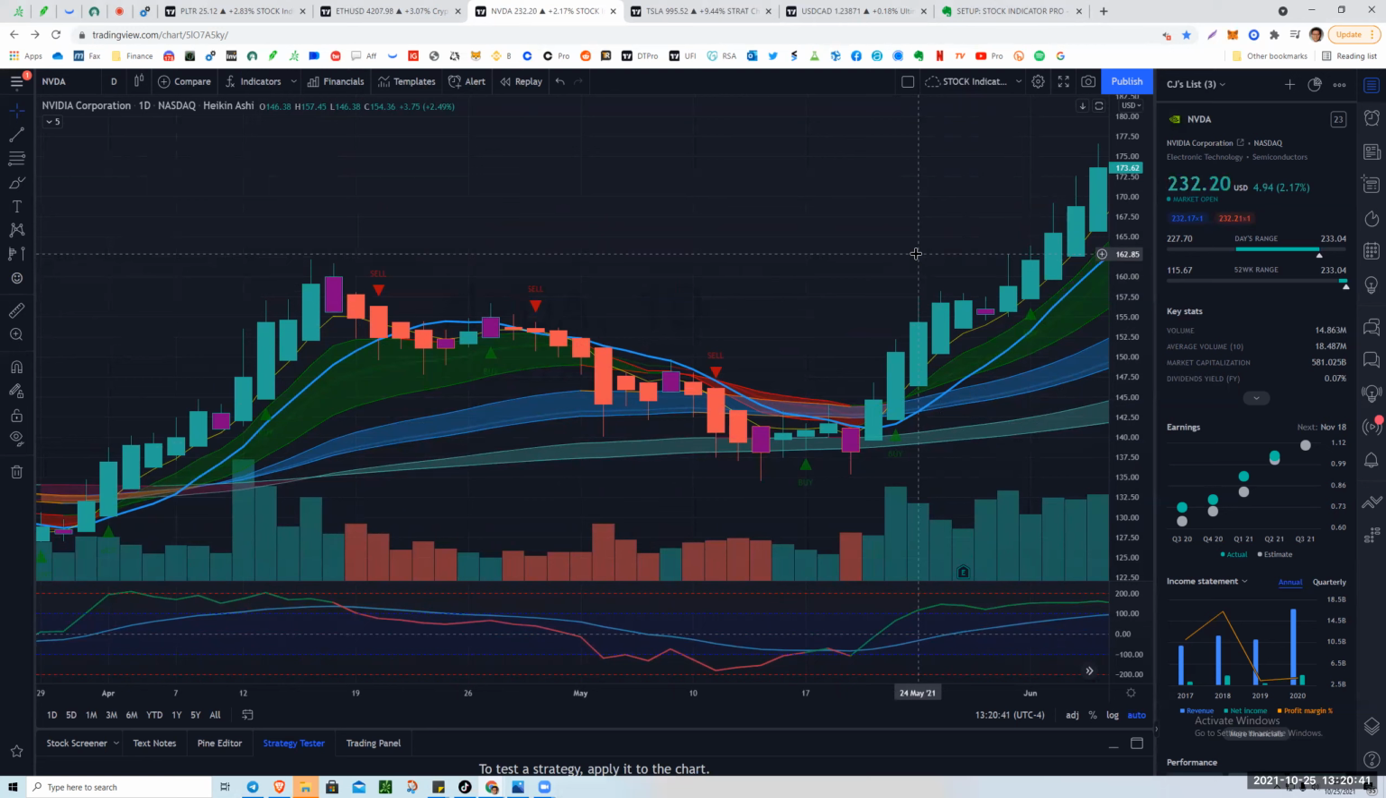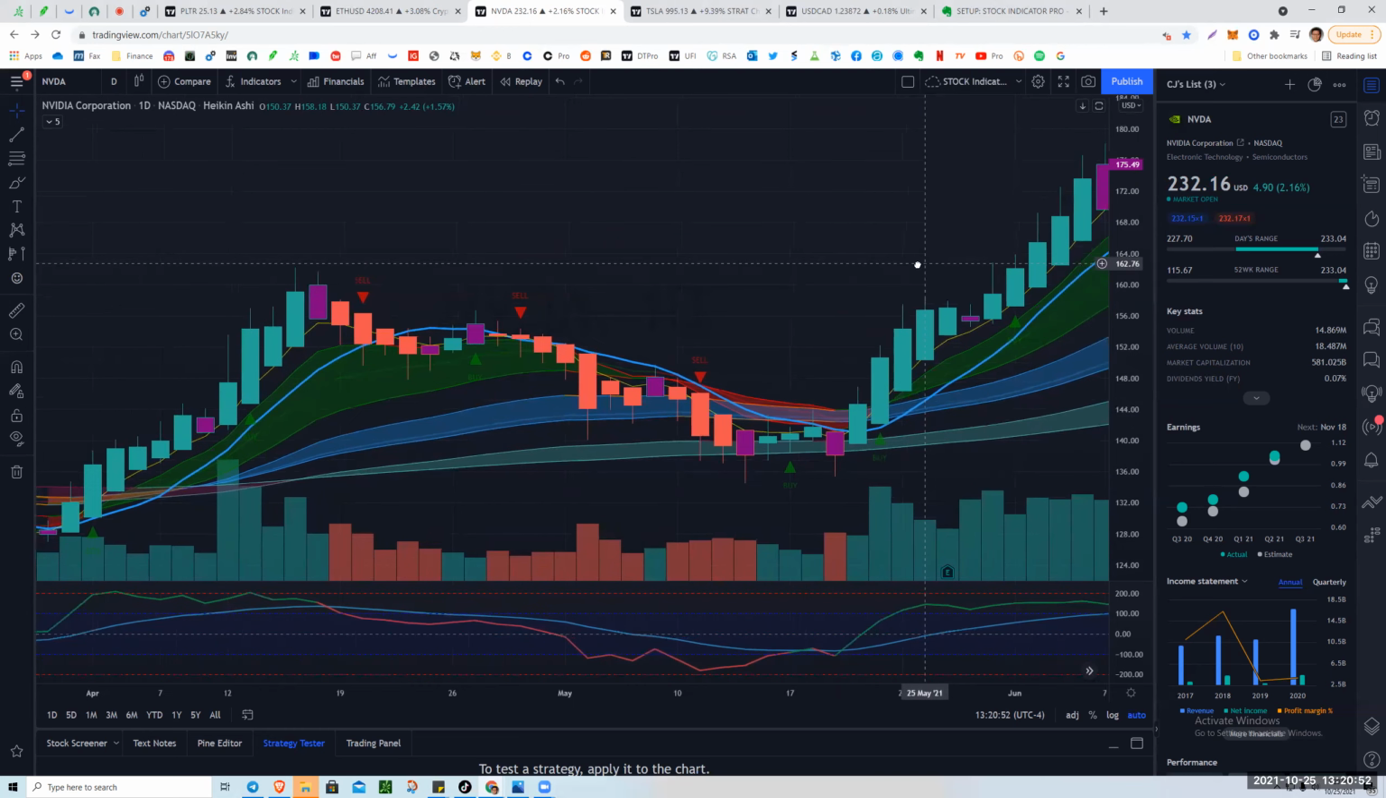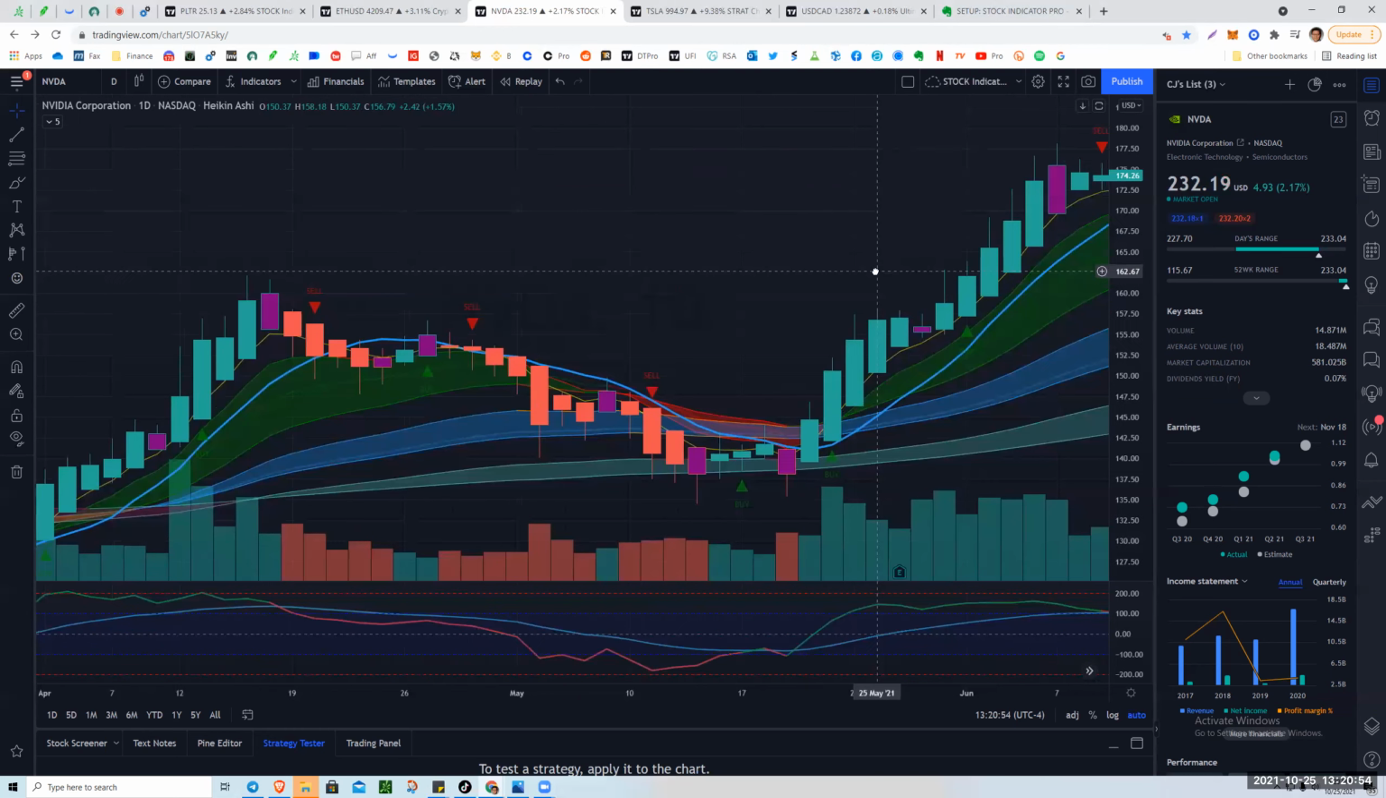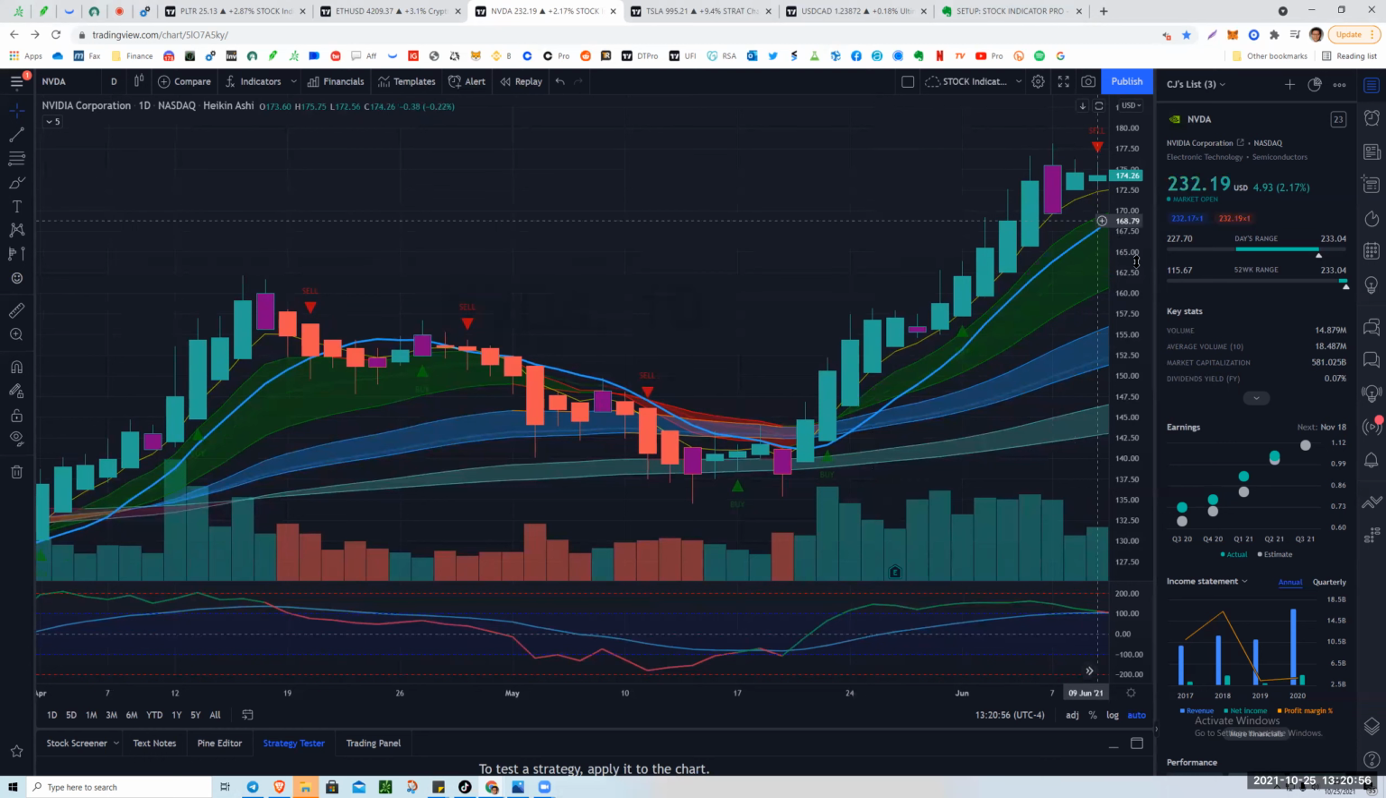Some of you may be tempted to close it and leave money at the table. You can always close it. Any green is better than any red. But what we're doing with this indicator is waiting until the sell sign comes. And sure enough, here's a sell sign.